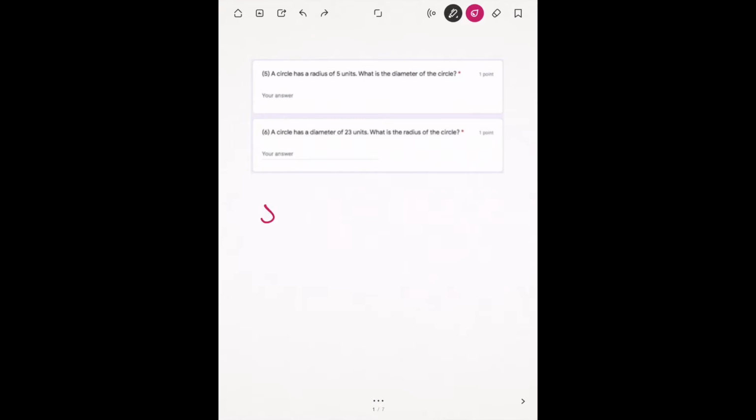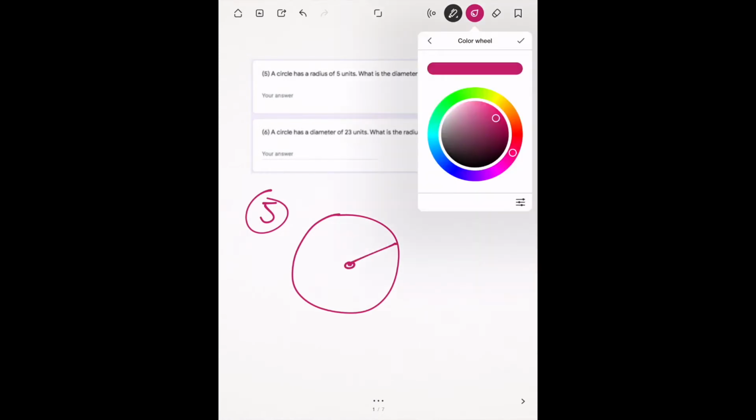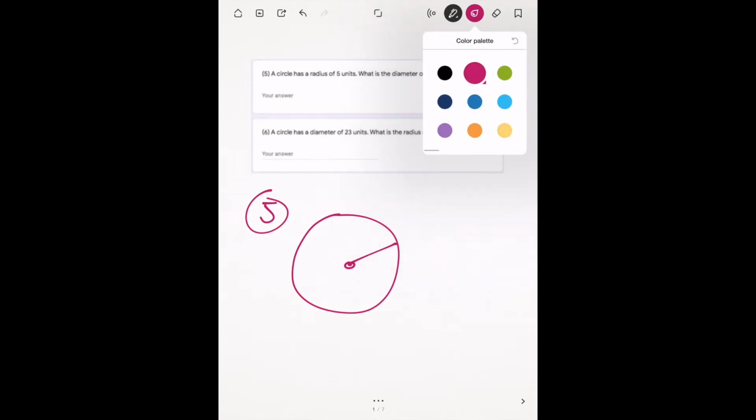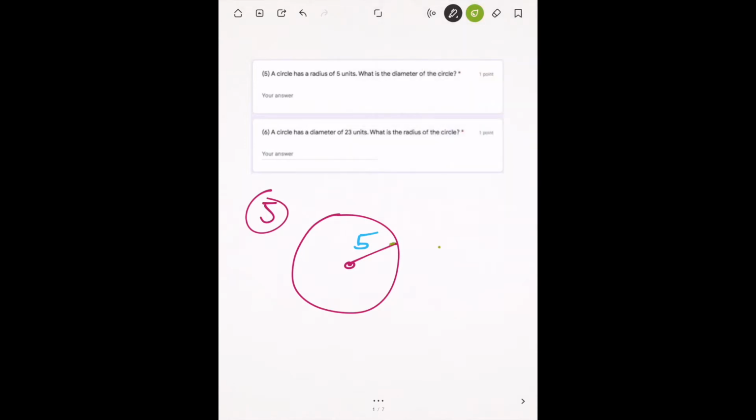It says a circle has a radius of 5 units. So, let's label that. Okay, so the radius goes from the center to the edge of the circle, and the question is, what is the diameter? So we want to know the length all the way across the circle. And we know that 2 radii is equal to 1 diameter. So if we know that the radius is 5, we just double that, and that will give us the diameter.